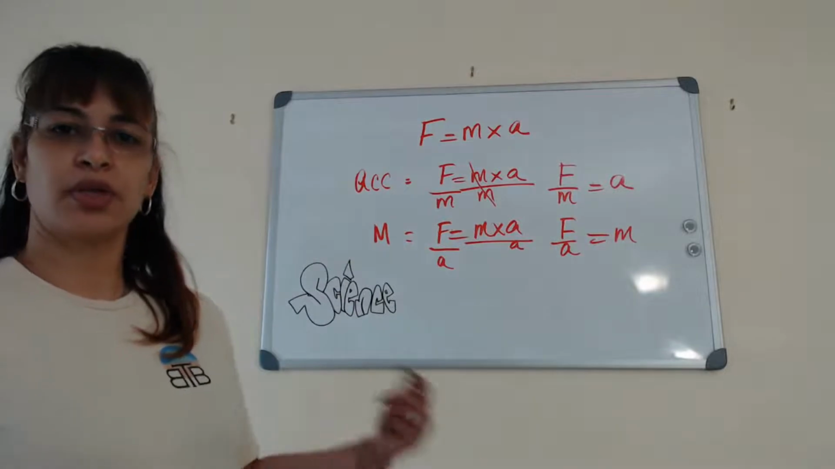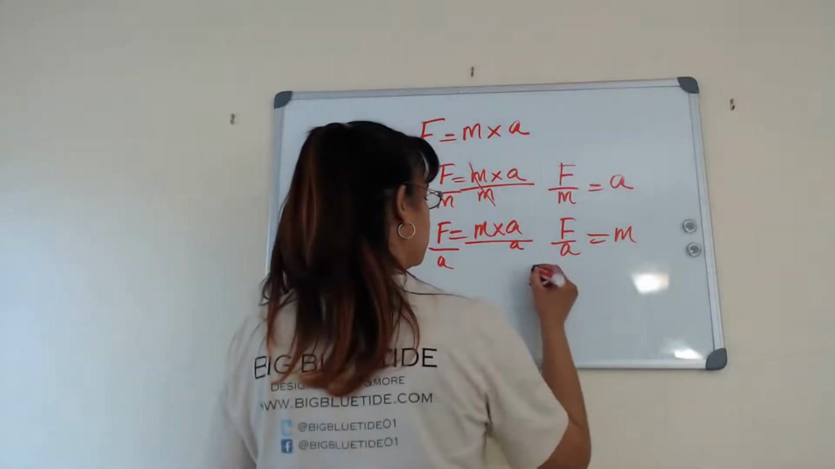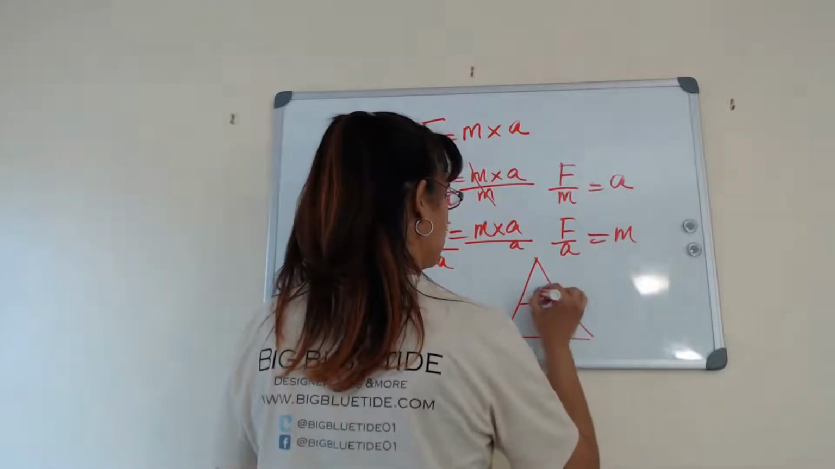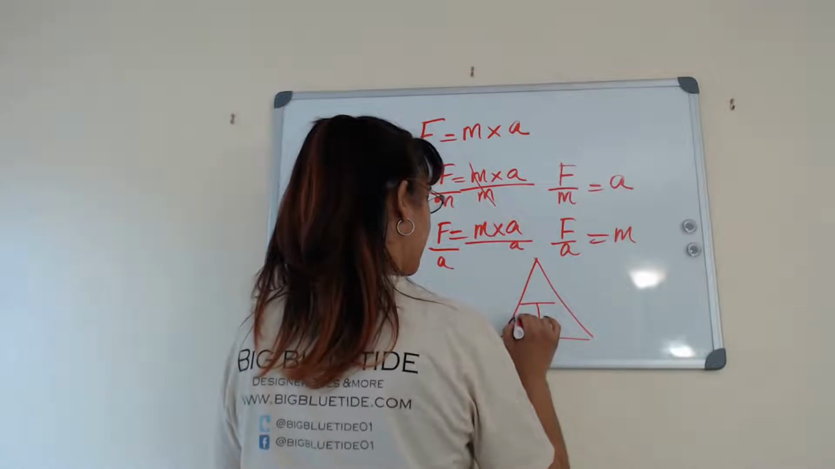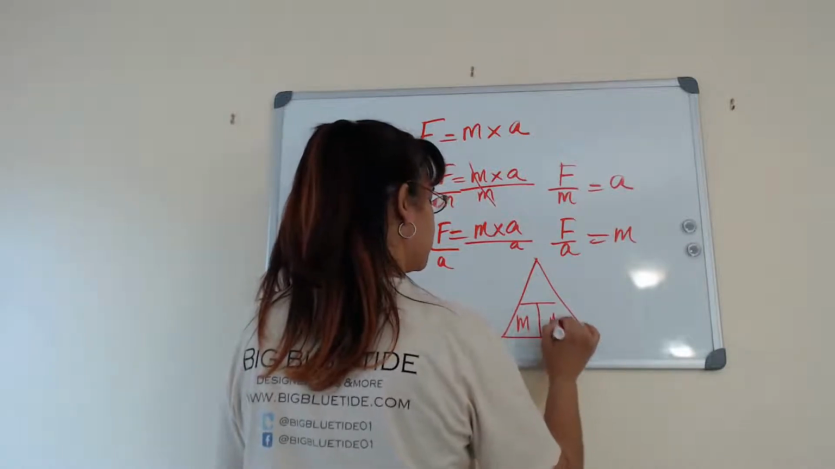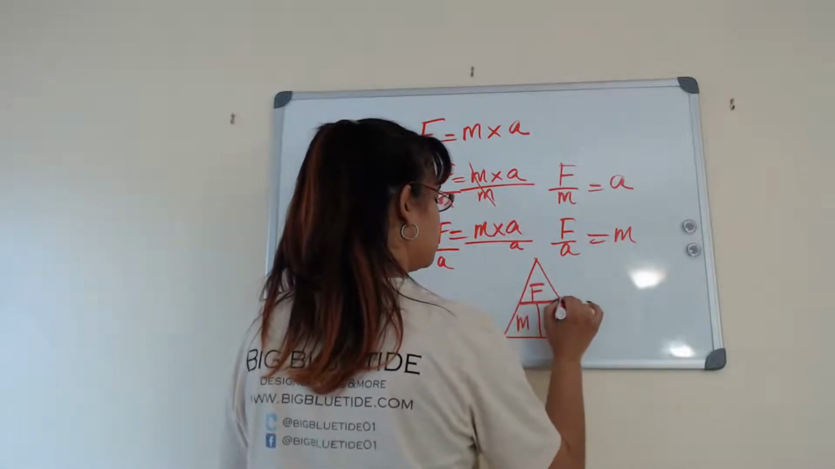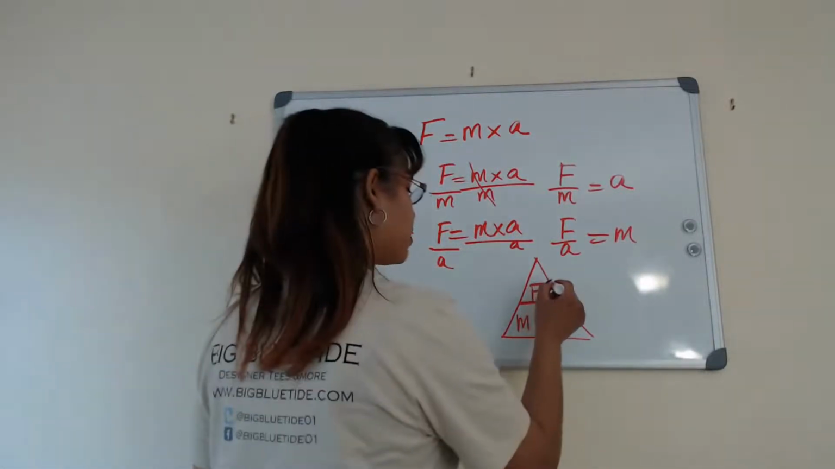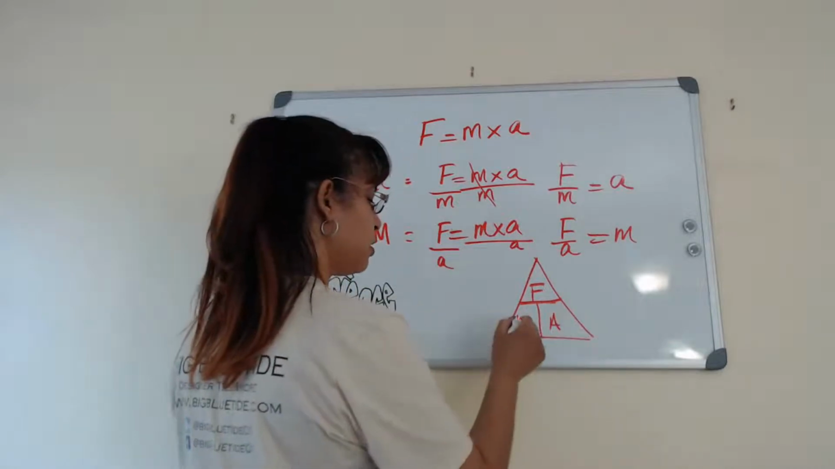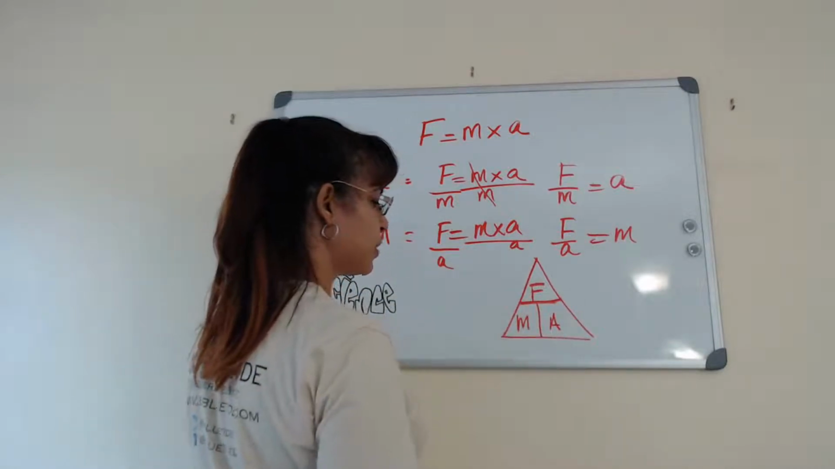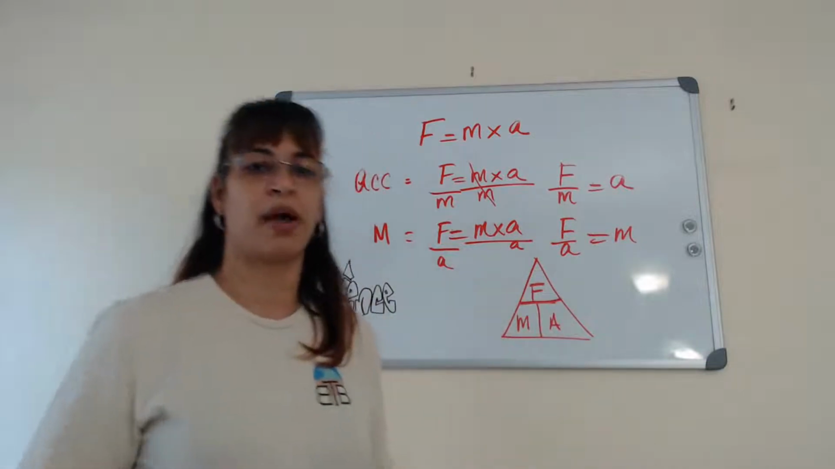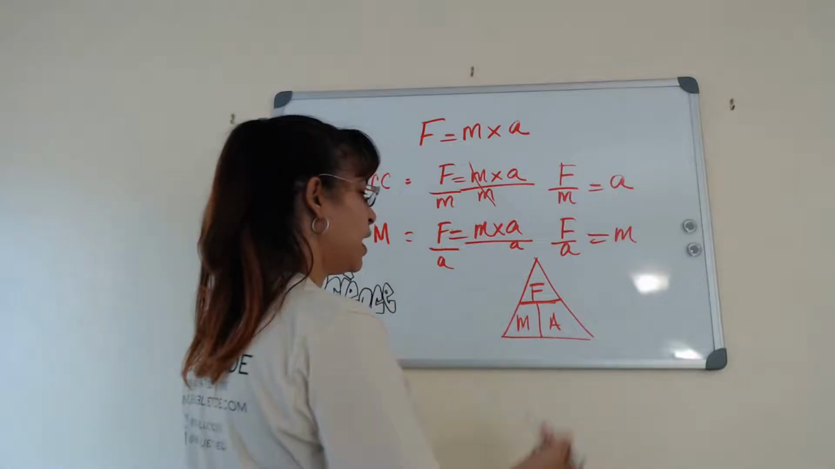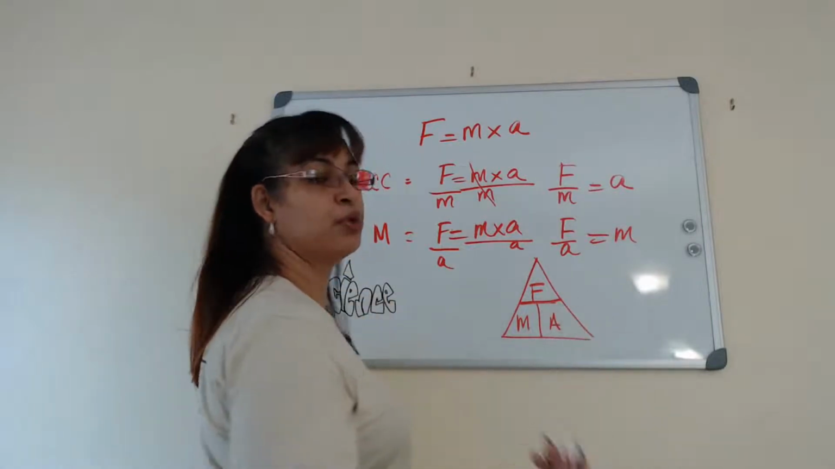Some of you have also seen me use this triangle in class, where you have mass here, acceleration here, and force here. You saw me use this triangle with density. It's the same thing. Force is equal to mass times acceleration. Mass is equal to force divided by acceleration. Acceleration is equal to force divided by mass. In other words, if they are next to each other, you multiply them. If they're one above the other, you divide them.